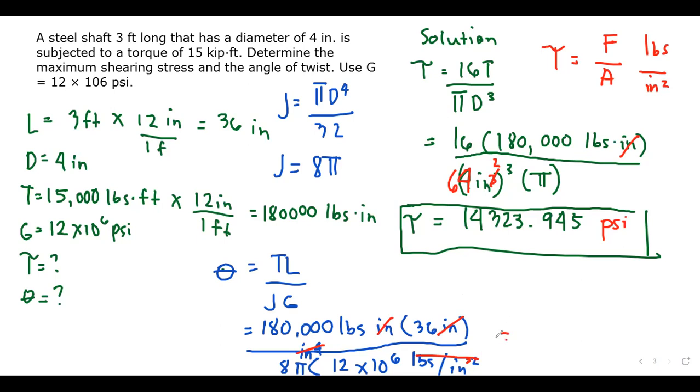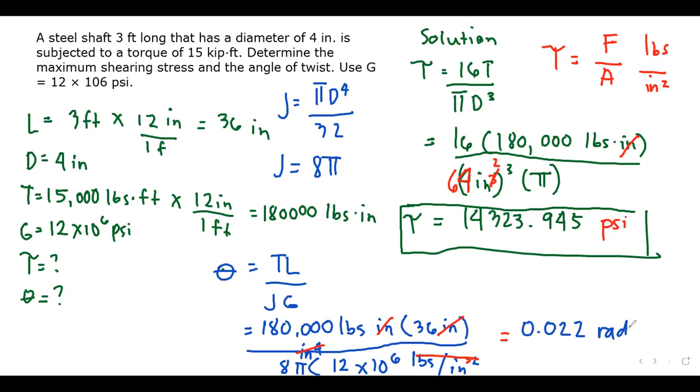And our final answer is equal to 180,000 times 36 divided by 8 pi times 12 times 10 raised to 6. We have final answer of 0.022 rad.